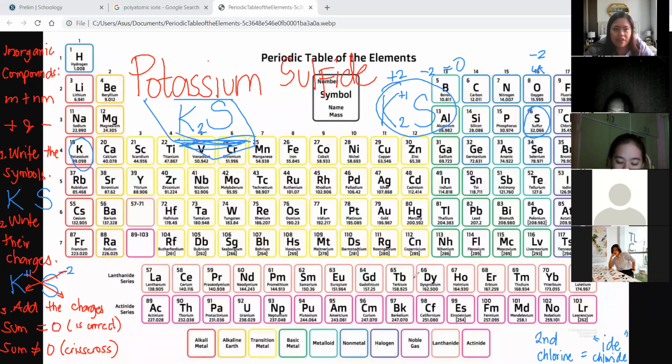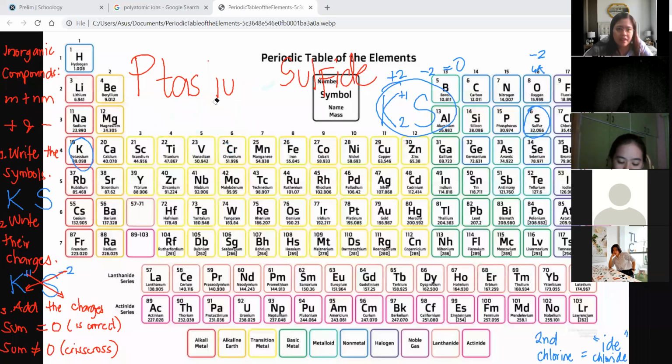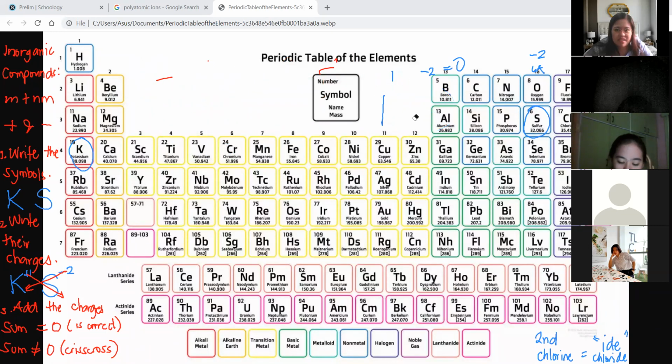We are dealing with metals plus non-metals. We don't have examples yet with polyatomic ions. Any question about making the chemical formula? Is it difficult? What do you think? Is it hard, or okay? Can you manage?